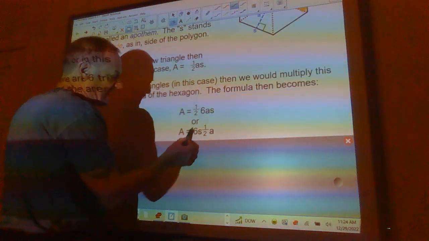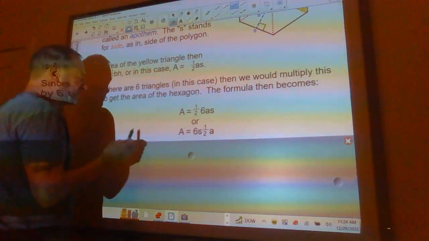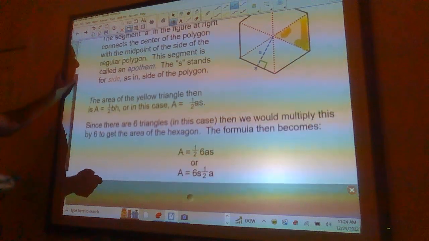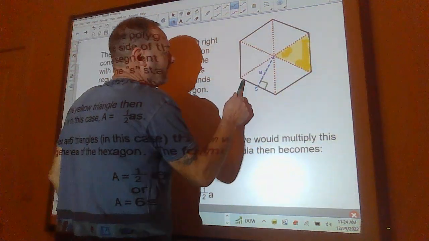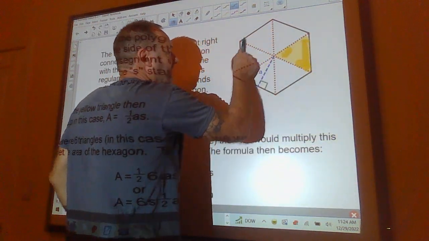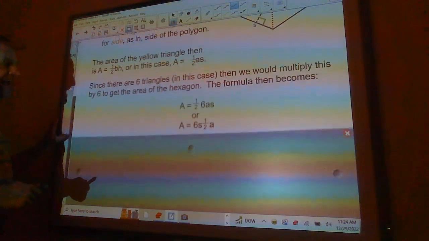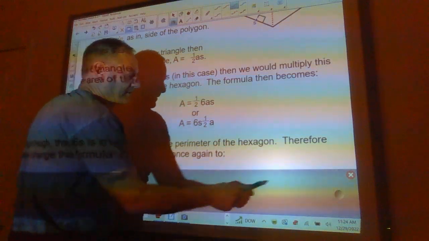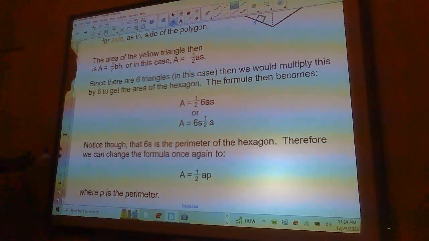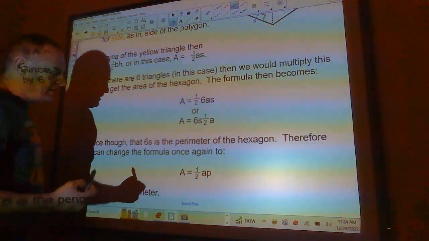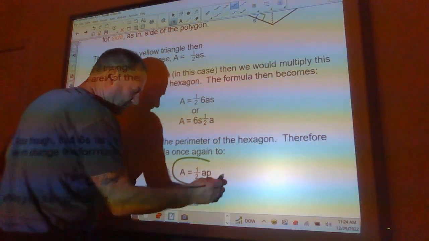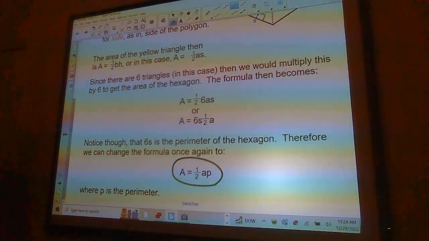And 6 times S, if you think about it, is just the perimeter of this hexagon. It's this distance right here. So I can change 6S into the perimeter, and I get this formula: area equals 1/2 the apothem times the perimeter.